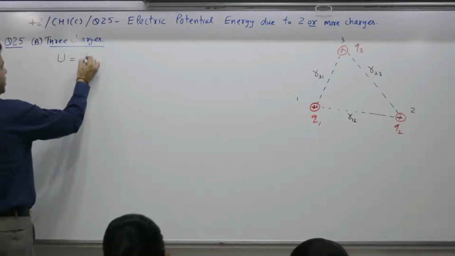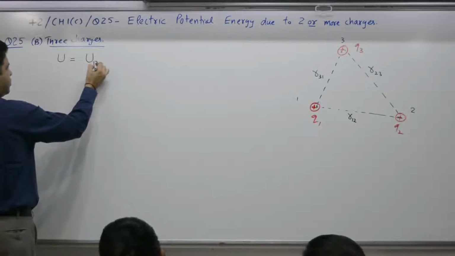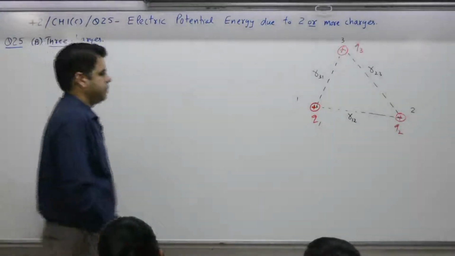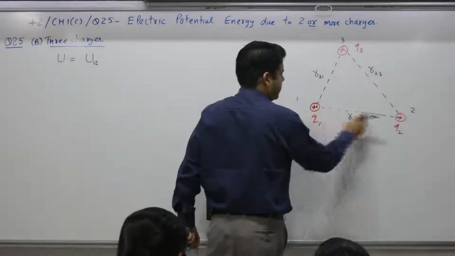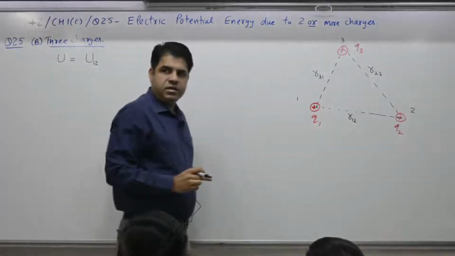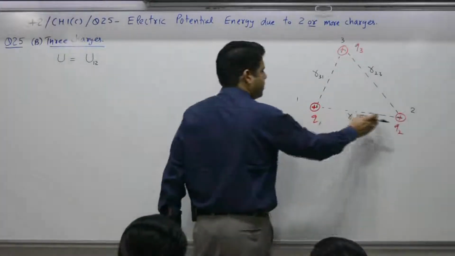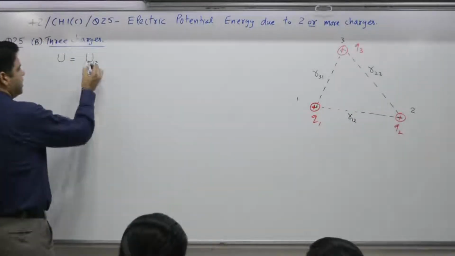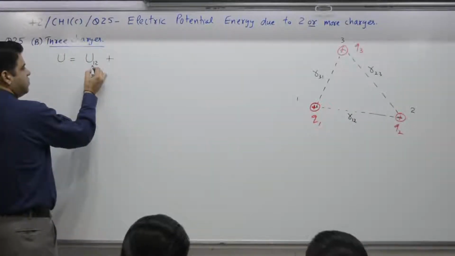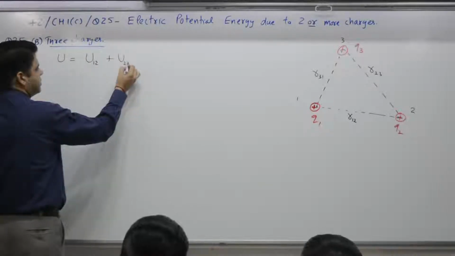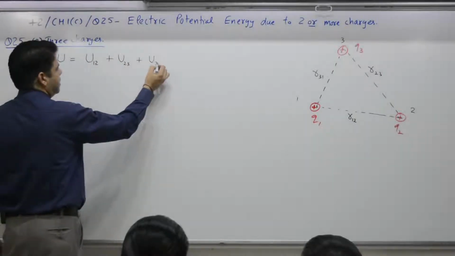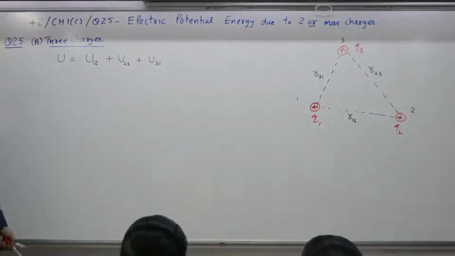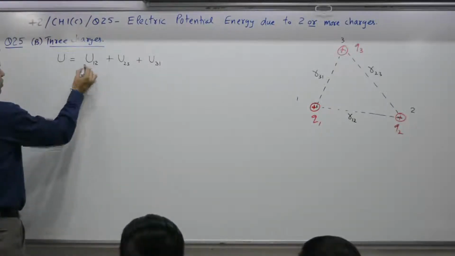is equal to energy due to 1, 2. That means you will have to pair. There are 3 charges, 1, 2 and 3, and you are to come out with the combination, 2 each. How many such combinations are possible? One match between 1 and 2, another match 2, 3, third 3 and 1. 3 possible pairs.